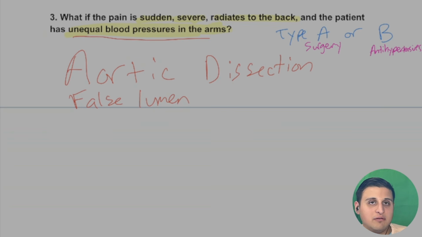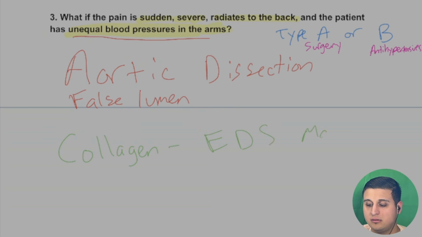And then things to look out for in terms of risk factors, because this will be important, right? So risk factors we want to look out for, things like collagen disorders, like Ehlers-Danlos, right? Maybe Marfan, right? We're going to want to look for patients who have like a chronic history of hypertension, right? Maybe some sort of bicuspid aortic valve. Something like Turner syndrome can have a bicuspid aortic valve.